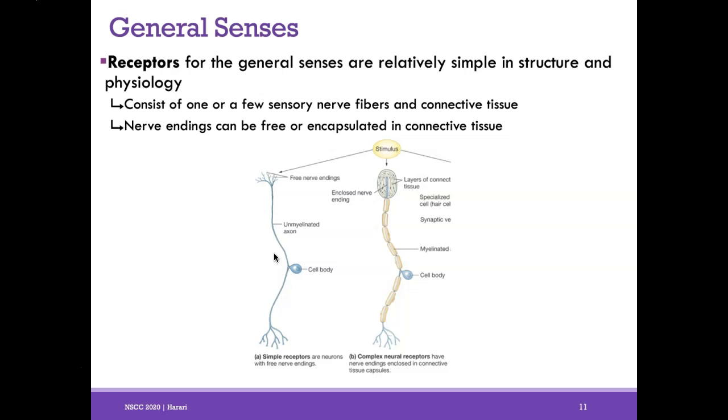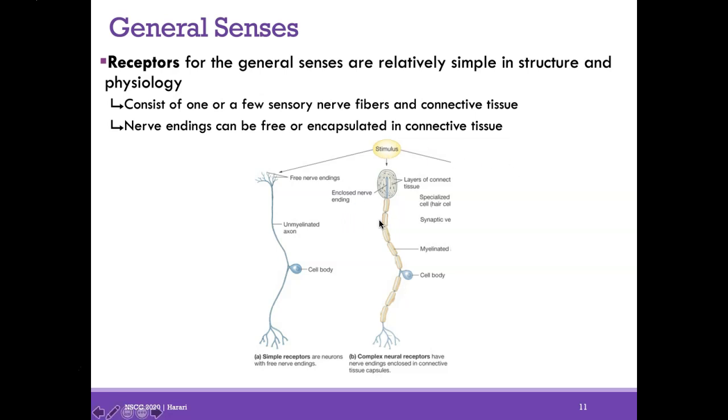So now let's talk about different types of receptors. Receptors for the general senses are very simple. The general senses include touch, pain, vibration, stretch, all that stuff. These consist of one or a few sensory nerve fibers, possibly with some connective tissue. So you can have a very simple receptor, which is as simple as just a sensory neuron with three nerve endings, and that can respond to the stimulus directly.